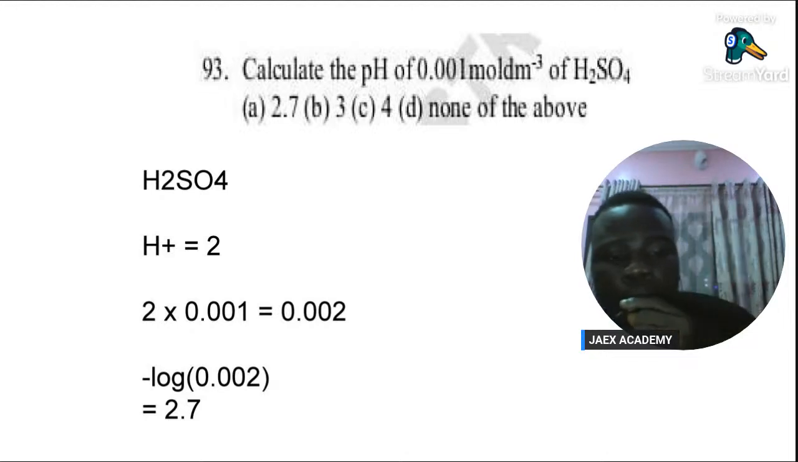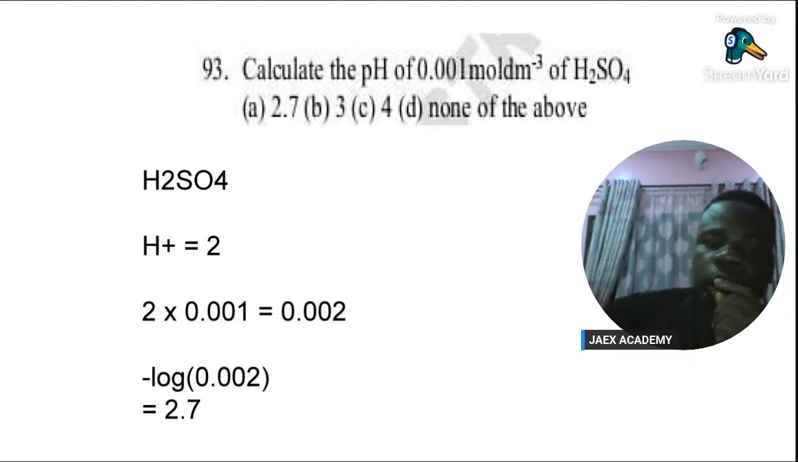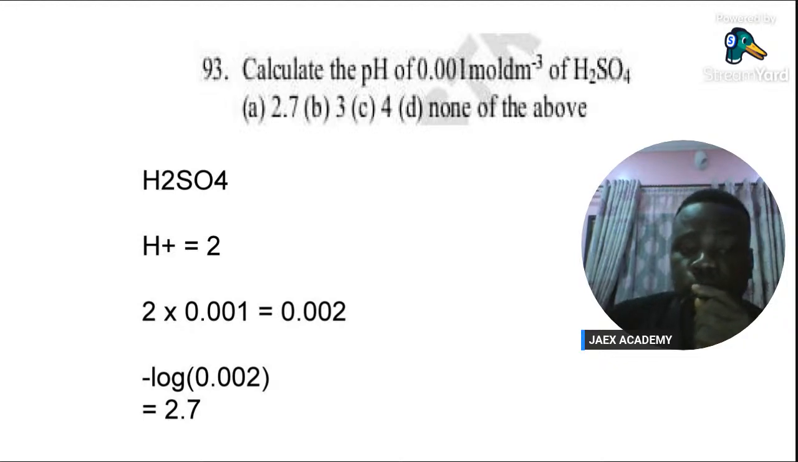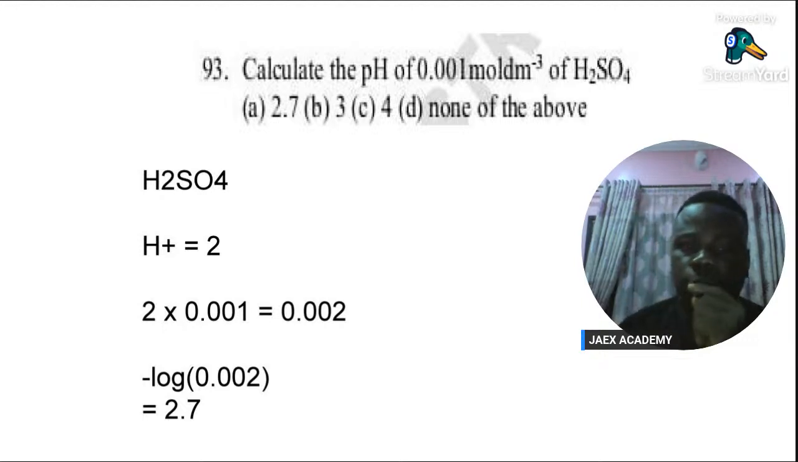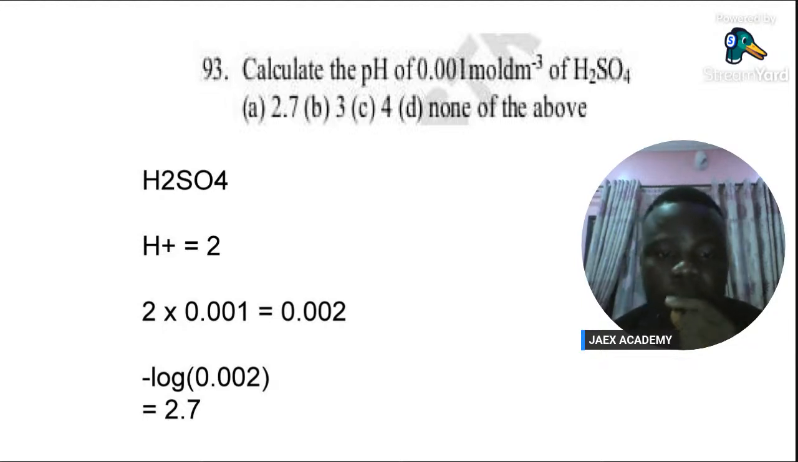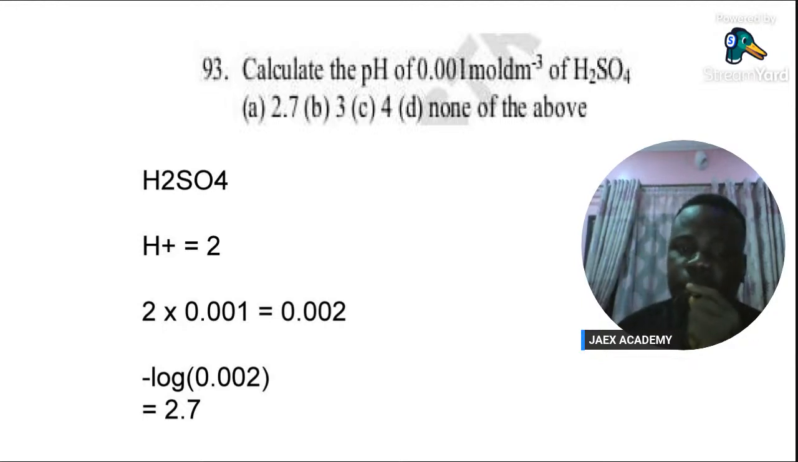You have minus 2.7. If you multiply it with the minus, what I mean is there is a negative sign on the log, if you multiply it, you will get 2.71 on the dot, which is A. Please, my nursing students, this is a PTS question. So if you understand it, it is simple.